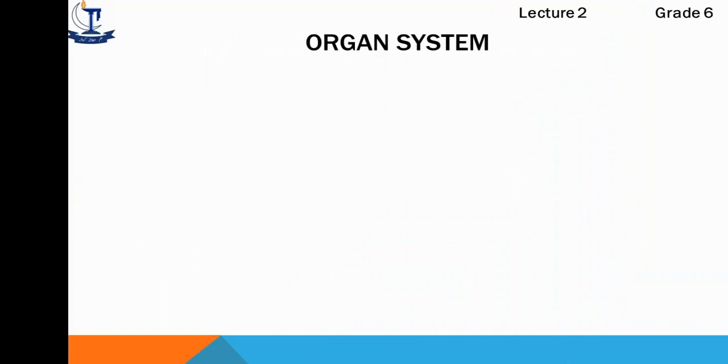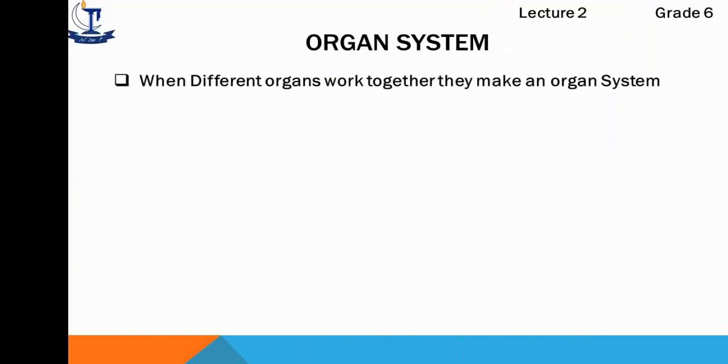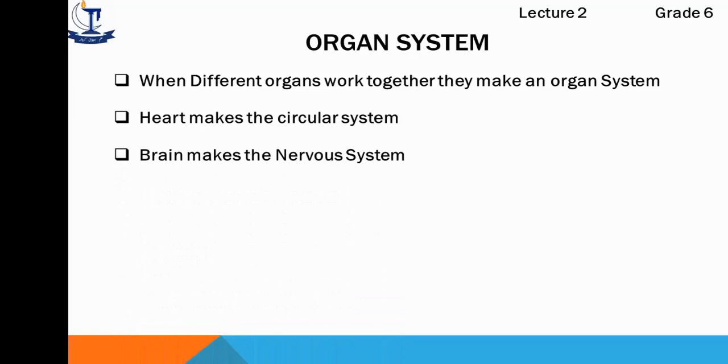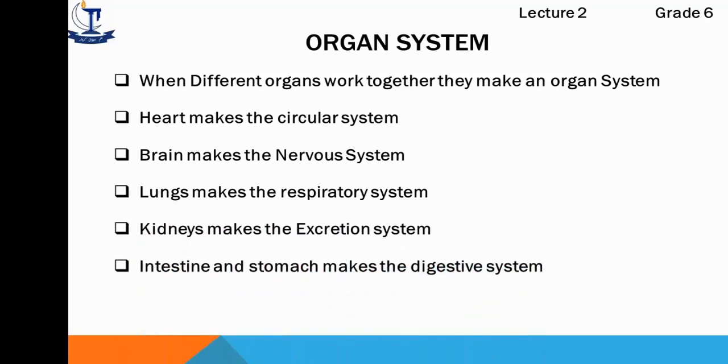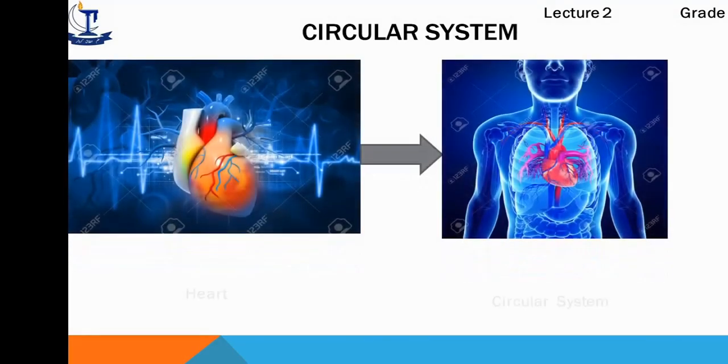Today we study about the organ system. When different organs work together, they make an organ system. The heart makes the circulatory system, the brain makes the nervous system, the lungs make the respiratory system, the kidneys make the excretory system, and the intestine and stomach make the digestive system. There are a total of 5 organ systems. Today we discuss the circulatory system.